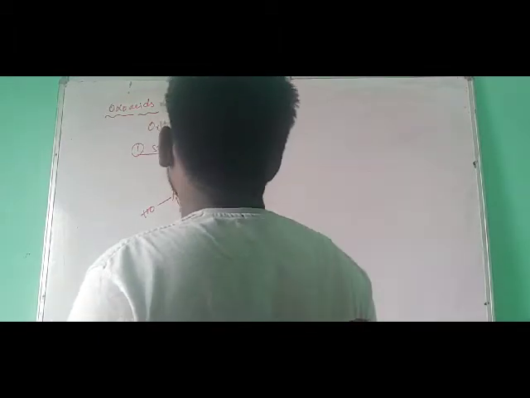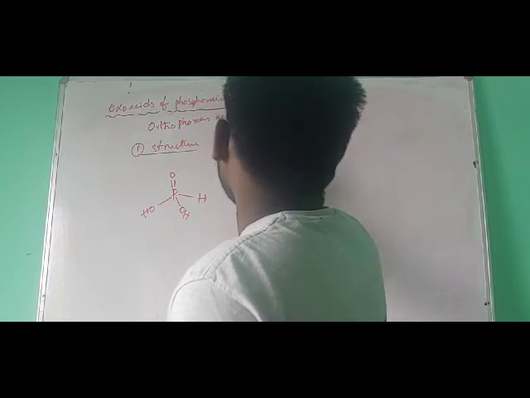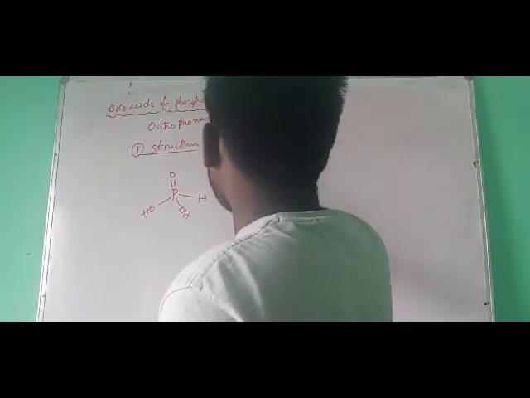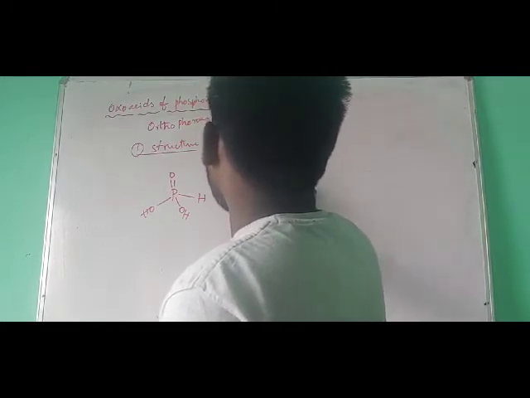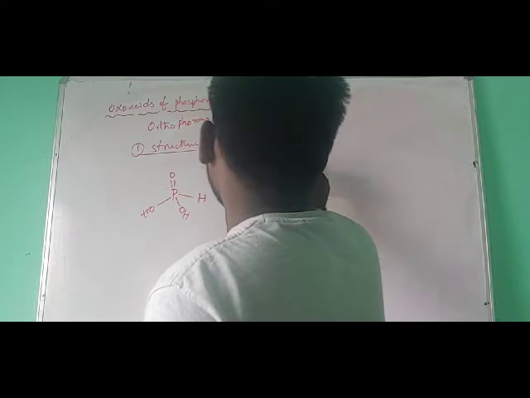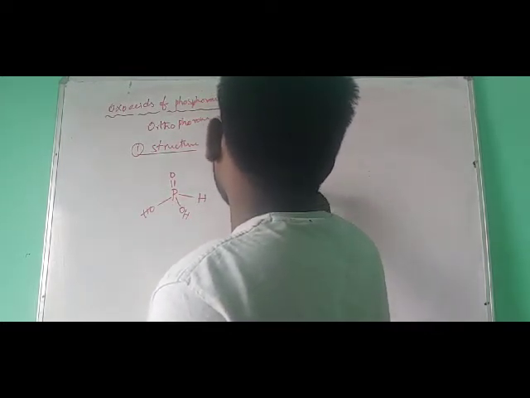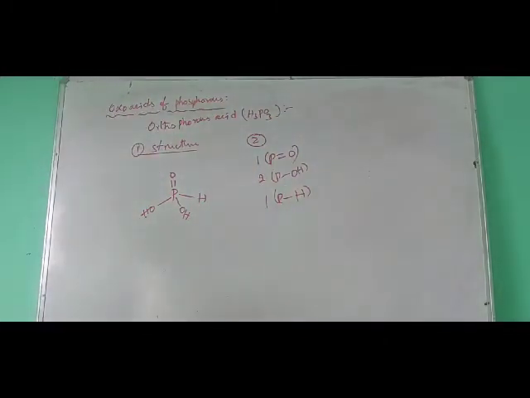And the next one, types of bonds. So here what are the different types of bonds? In this molecule there is one P double bond O. P=O, okay. So one P=O bond is present. And the next one, here we have two P-OH bonds. So this one and this one. And in this one we have only one P-H bond. So this is about the types of bonds present in this one.